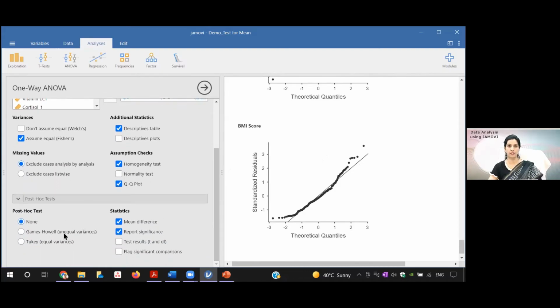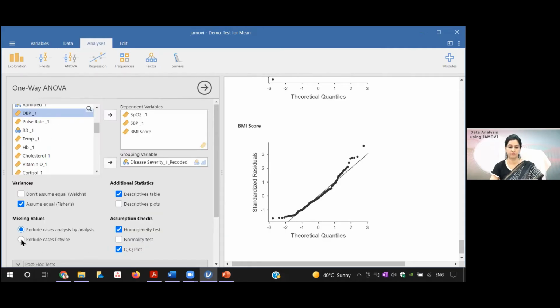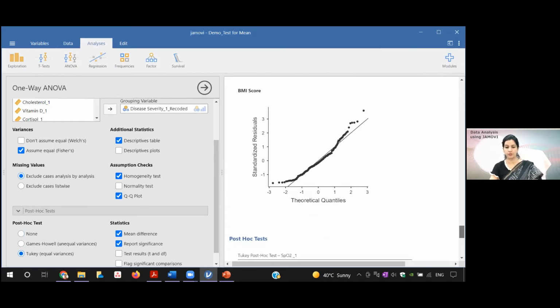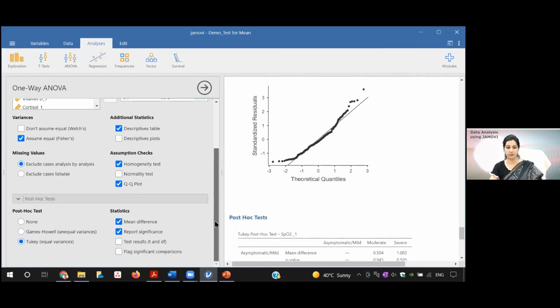So there are two options. Can you see here? In SPSS, there are many options, so we get confused whenever we see that. But Jamovi has kept it simple. In this case, since it is normally distributed and Levene's statistics show it is of equal variances, I will use this Tukey's post hoc test, where it will show you the mean difference, report significant, and then maybe flag significant comparison, because then it shows you the star mark.